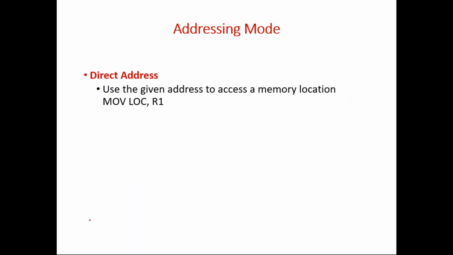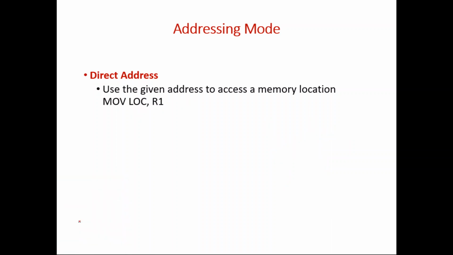Next is direct addressing mode. It's very simple. Here we directly give some address location. So for example, move LOC comma R1. The content of R1 will be moved to the memory location specified by LOC. If LOC represents the address, say 3000, and if R1 contains the value say 72, then that value 72 will be moved to this location. So this is called direct addressing, because we are directly specifying the address. No indirect or nothing implicit.